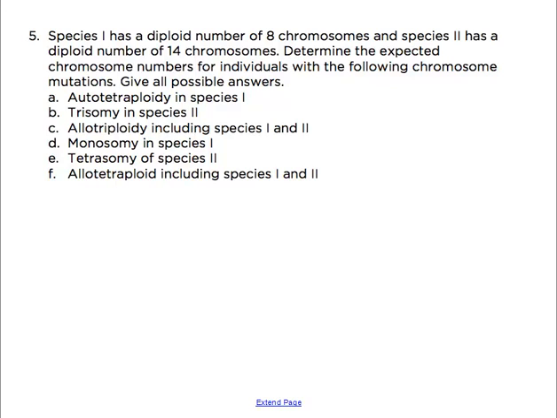Number 5. Species 1 has a diploid number of 8 chromosomes, and species 2 has a diploid number of 14 chromosomes. Determine the expected chromosome numbers for individuals with the following chromosome mutations.